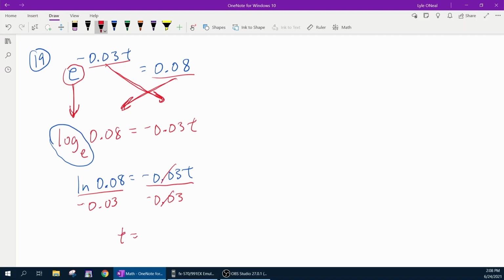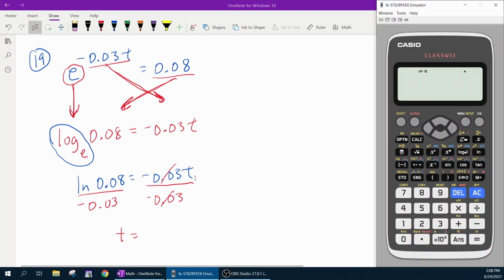And then we're going to need to use the calculator. So to input this expression in the calculator, I'm going to start with the fraction button, and then natural log of 0.08. Notice that this leading zero is optional, divided by negative 0.03, and that works out to be 84.19095, so on and so forth.